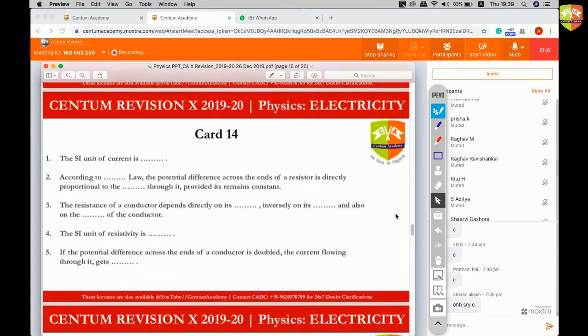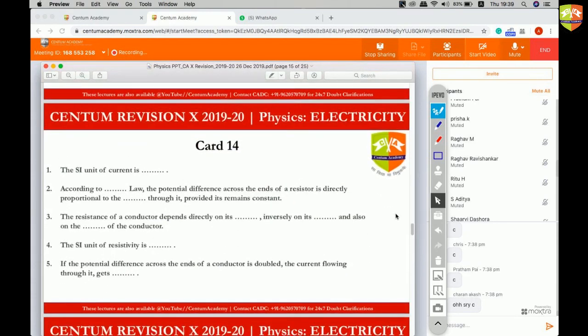Sir, you asked 1 joule is how many 1 kilowatt hour. Did I ask that? Sorry. Yeah, kilowatt hour is how many joules? Sorry, big mistake. 1 kilowatt hour is how many joules? Great. Thank you, Shridesh. Next.